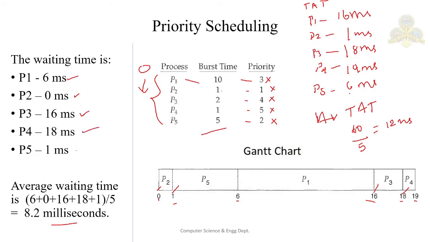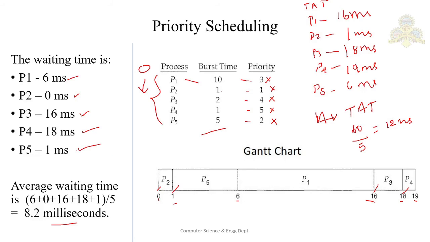The last one is 6 milliseconds for P5 and the burst time is 5. So 6 minus 5 is 1. Yeah, it is 1 millisecond over here. Okay, the average waiting time remains as is.